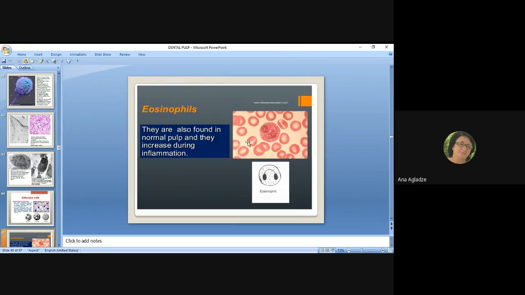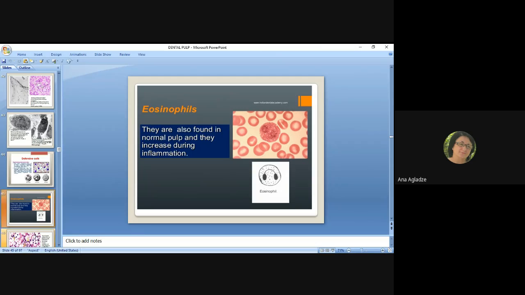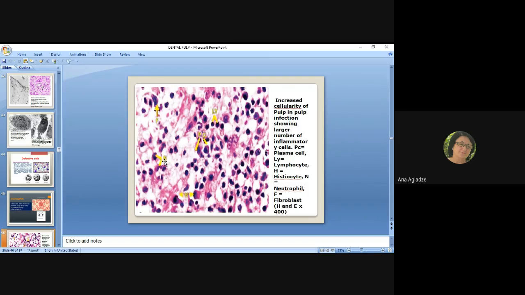And here you can see this is the eosinophil. They are also found in normal pulp, and they increase during inflammation. And here you can see that the nucleus consists of two lobes, and these two lobes are connected with a very narrow braid of chromatin. And here you can see this is increased cellularity of pulp.